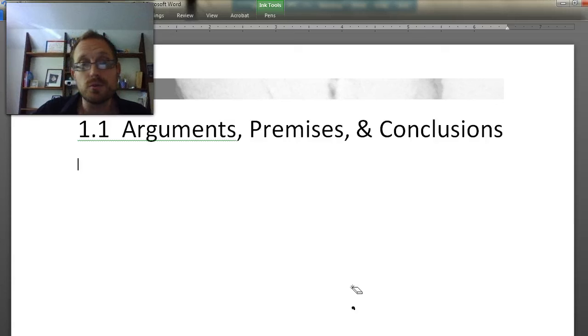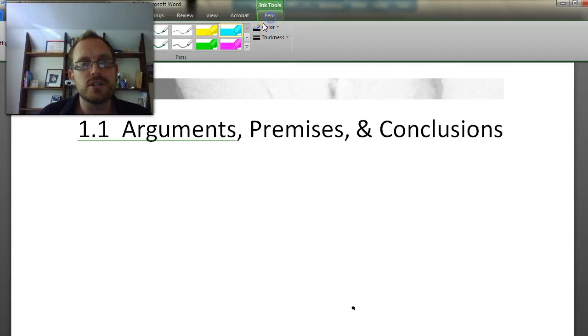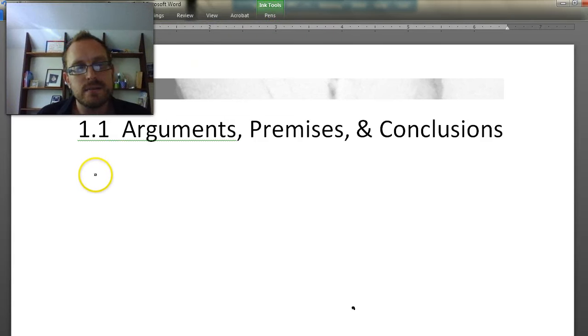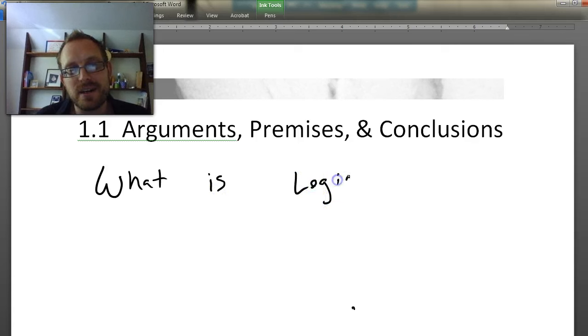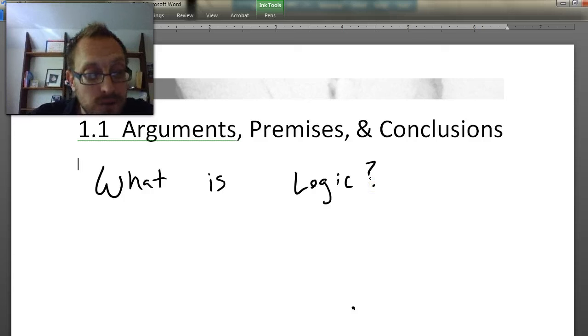Let's just start off with a real basic question here, which I think deserves some discussion right from the outset before we get into what arguments, premises, and conclusions are. Let's start with this question. What exactly is logic? If you've never taken a logic course before, I'm sure you've heard the term logic. Of course, Captain Spock in Star Trek talks about logic.